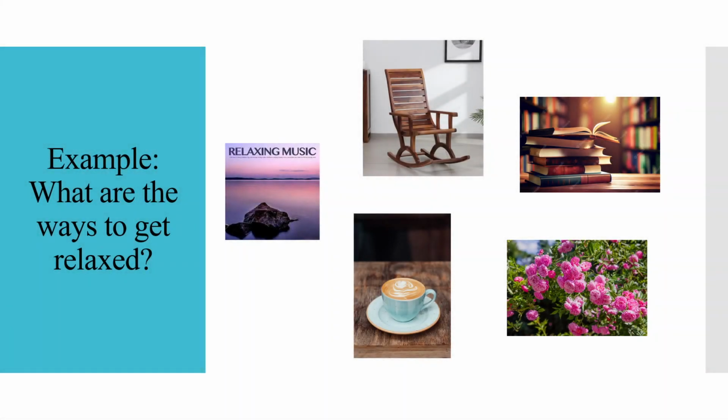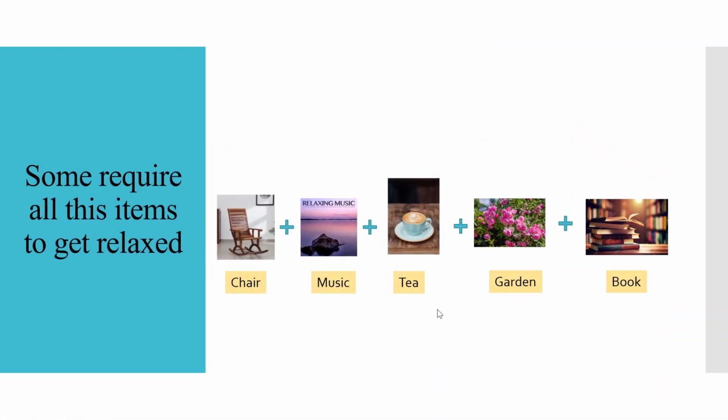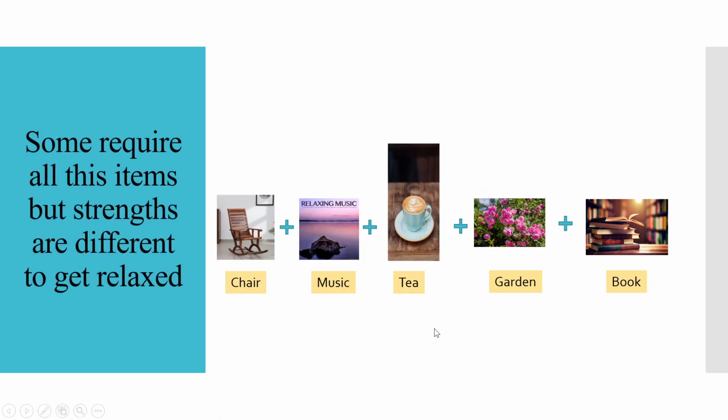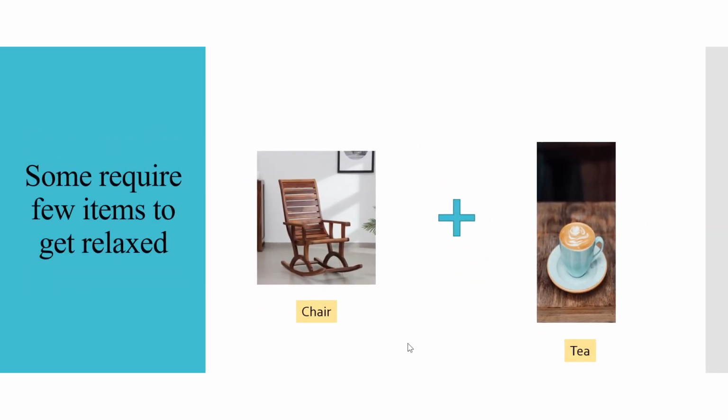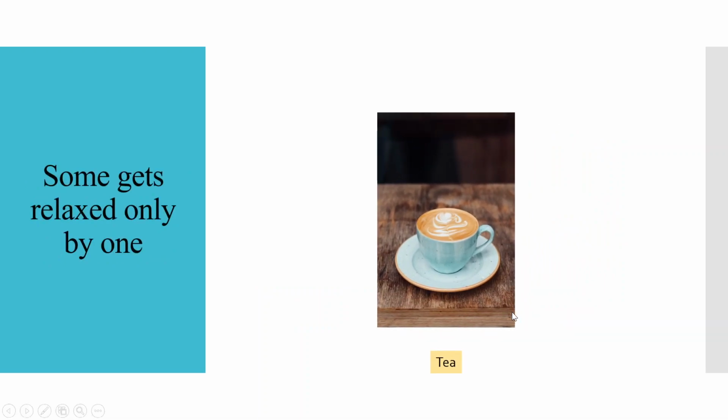Let us take another example. What are the ways to get relaxed? Listening to soft music, relaxing on the chair, drinking tea, and moving out in the garden or reading a good book. Now, some require all these items to get relaxed. Some require all these items, but the strengths are different. Some require few items to get relaxed. So, for some people, only chair and tea is enough to get relaxed. And for some people, only tea can give the relaxation.